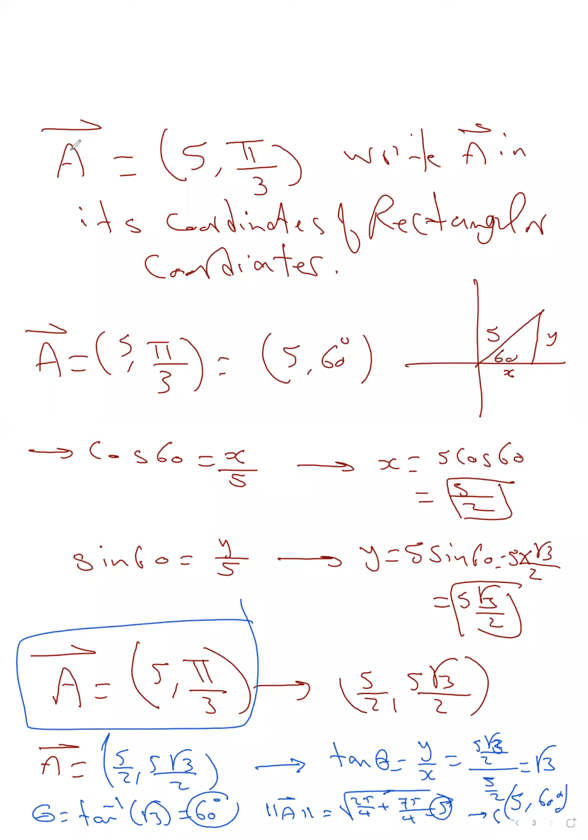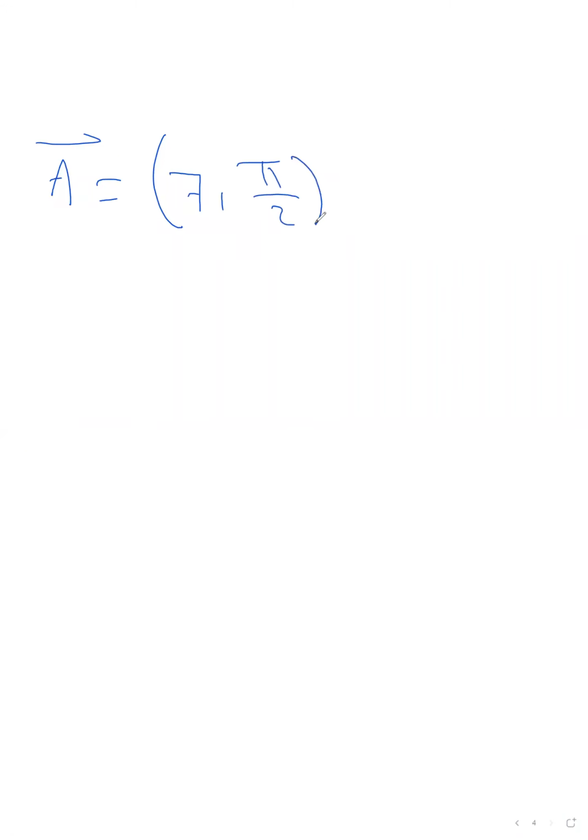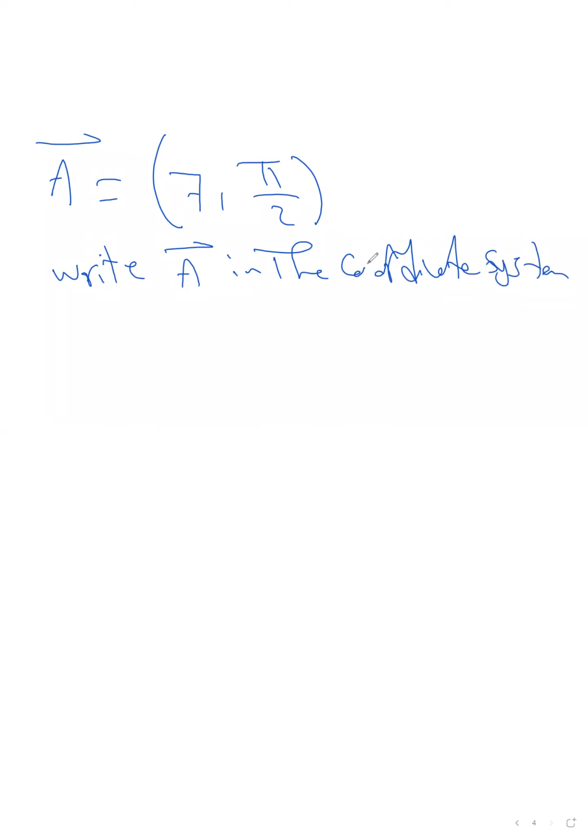Again: vector A equals (7, pi over 4). Write A in the rectangular coordinate system. Okay, I'll give you 2 minutes to solve it until I check the attendance. Pi over 4 means 45 degrees, so A was 7 at 45 degrees.